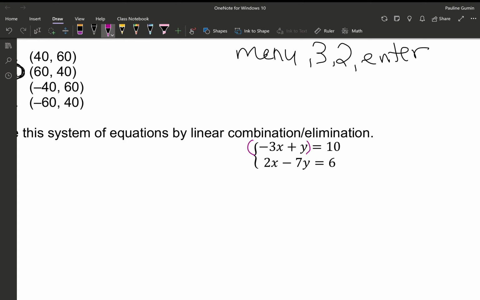What I'm going to do is force them to be opposite. Now, since we already have a positive and a negative, I just need them to be the same number. So I'm going to multiply the whole top equation by 2 and the whole bottom equation by 3. The reason is I want to get rid of my x's.